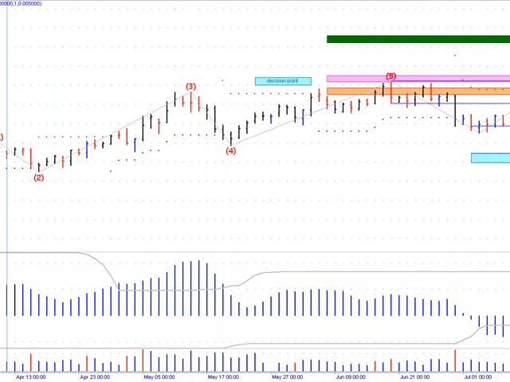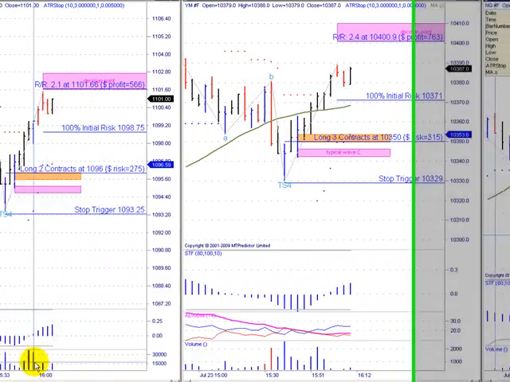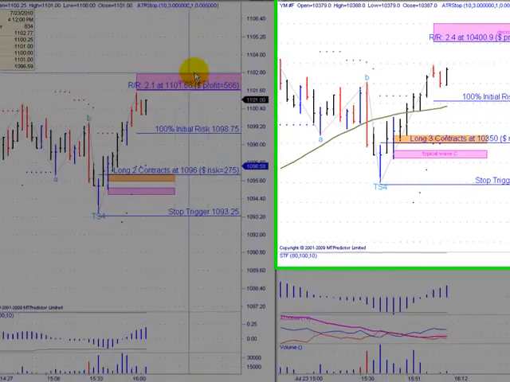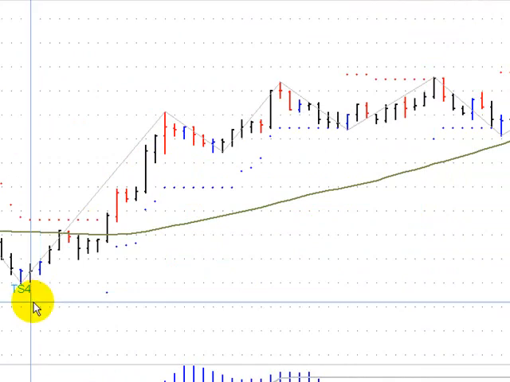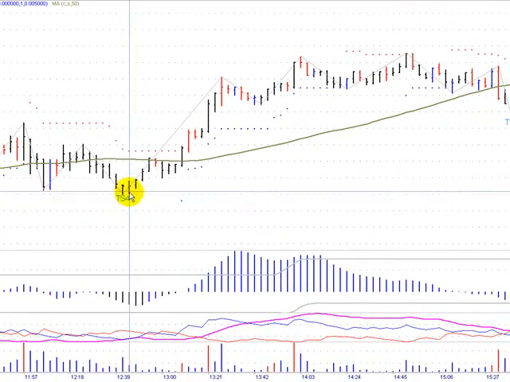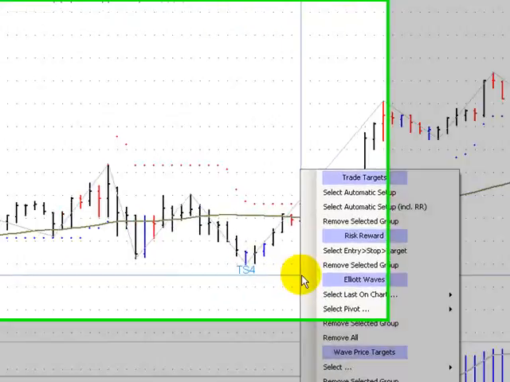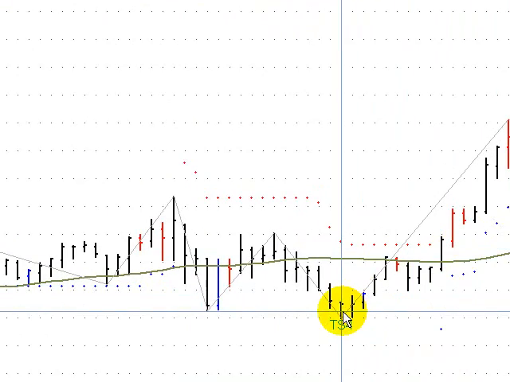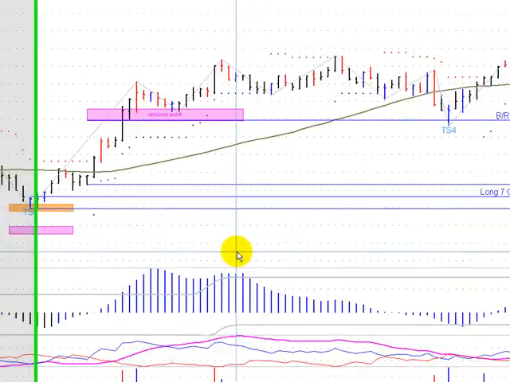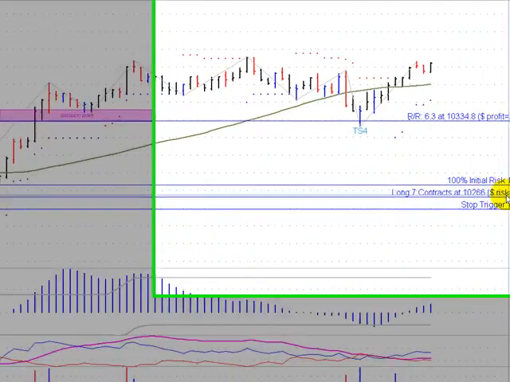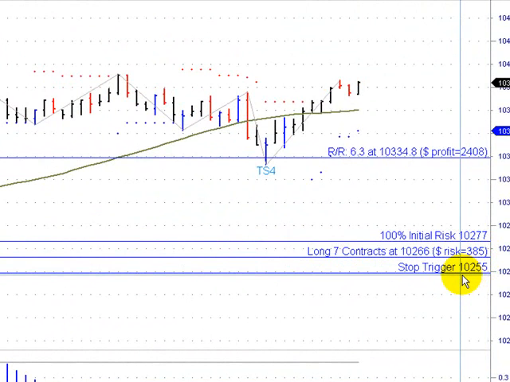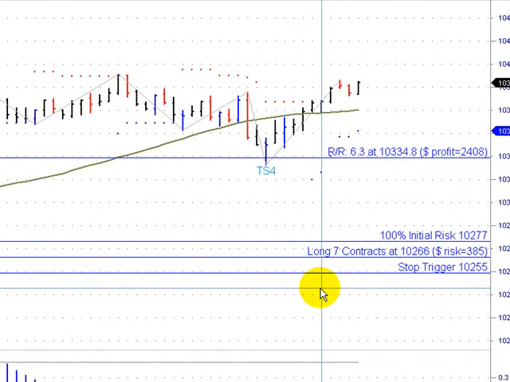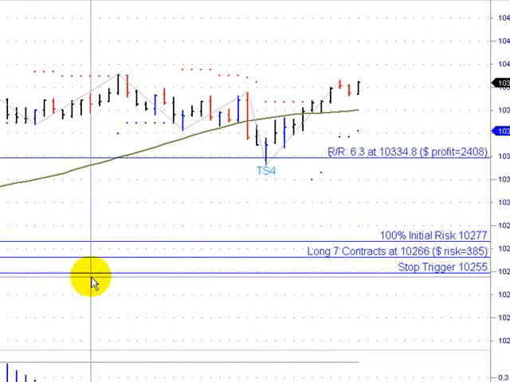And then just take a look. On Friday we had another nice trade. Again, Friday's trading was excellent, and this is the 3-minute YM here. We had this automatic TS4 setup, and I put the analysis on that again with one click, and the software let me know we could do 7 contracts with this account, risking $385 with a stop there at 10,255. So just an 11-point stop.